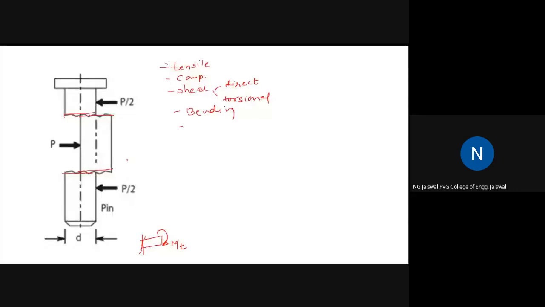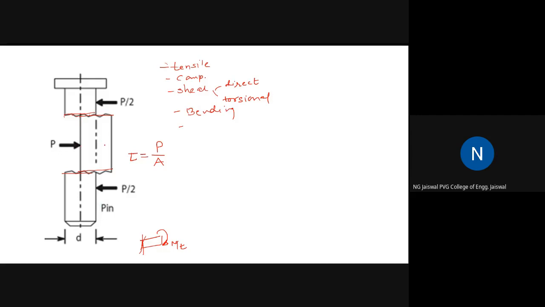Any shear stress is denoted as tau. Direct shear stress is equal to force divided by area. What is the force? Force is P. You can consider this diagram as a free body diagram: one force is applied here, and reactions are developed at the two ends.